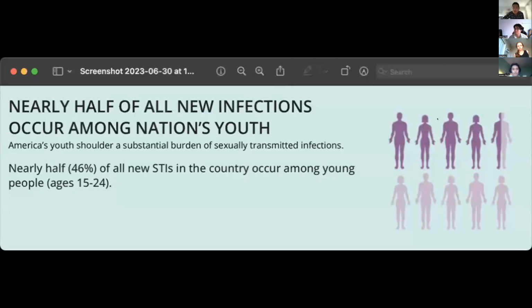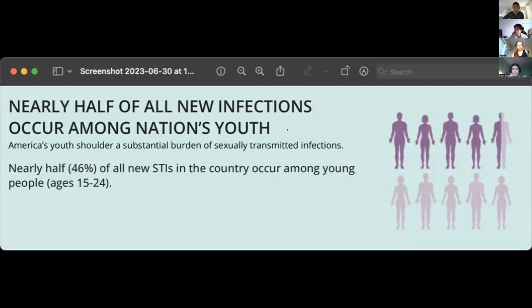Oh, are you able to enable screen sharing? Sorry. You should be good. Sorry about that. Okay, so this is the first graph I'll show you.